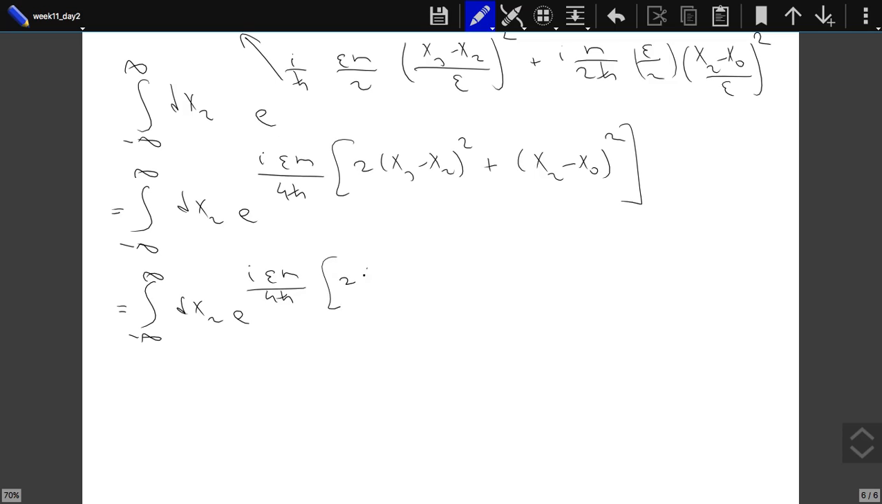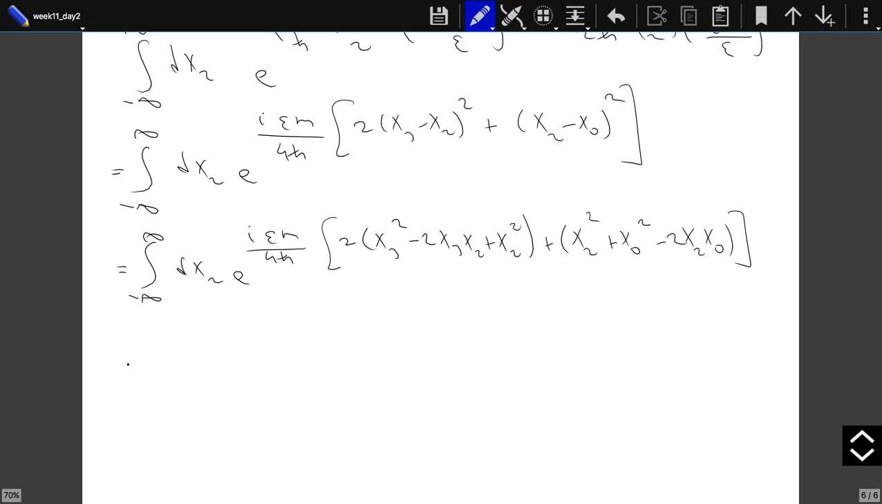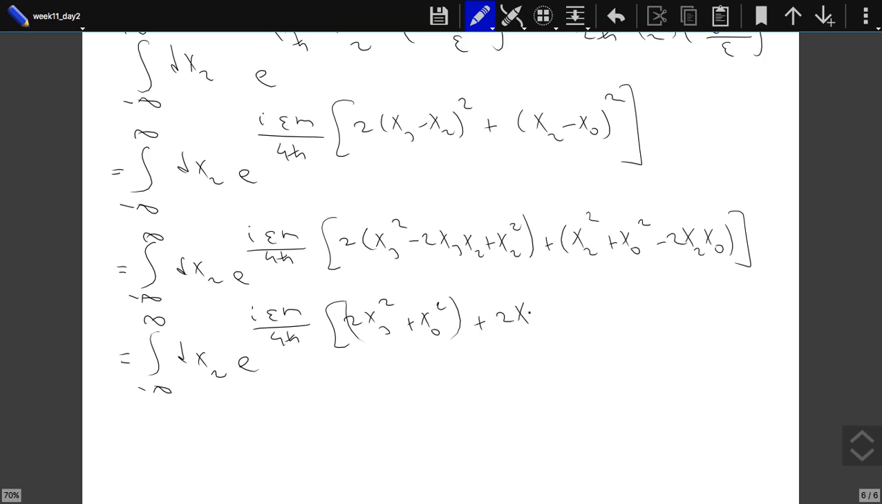Twice x3 squared minus twice x3 x2 plus x2 squared plus x2 squared plus x0 squared minus twice x2 x0. This is equal to the integral from minus infinity to infinity over x2 of e to the power i epsilon m over 4h bar. Let's see, terms that do not contain x2 is twice x3 squared plus x0 squared. Then I have the plus twice three times x2 squared.